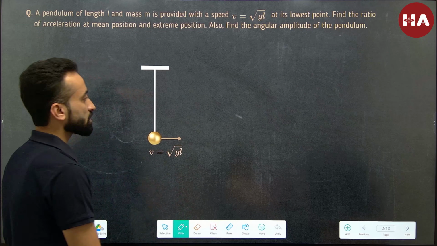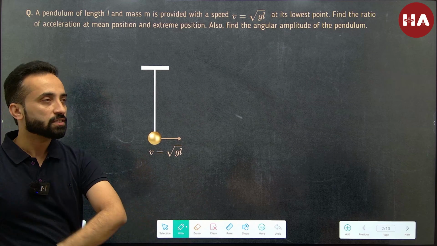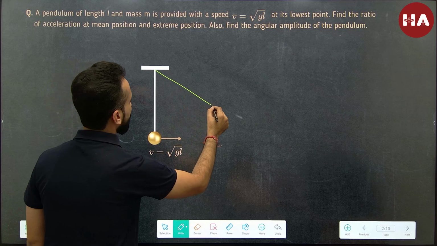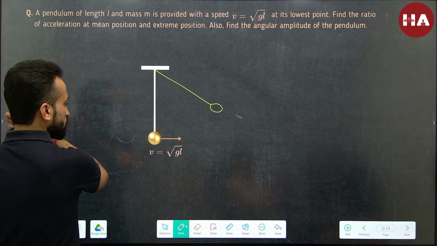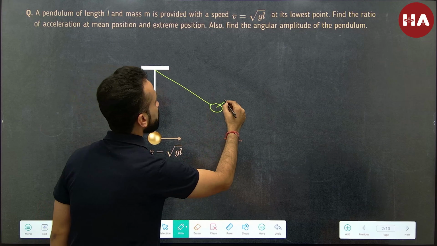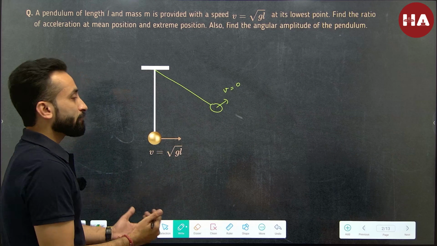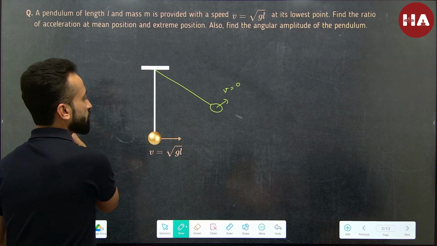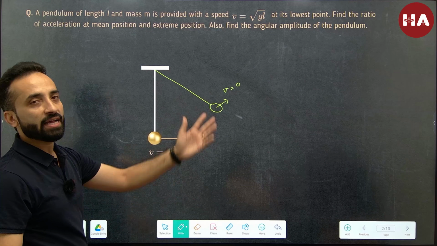I am straight away starting with the solution now. So you would say that, okay fine, this is a pendulum. We have provided a velocity root gL at the lowest point. Now what is going to happen? Let's say it reaches up to this point. What do you mean by it reaches up to this point? Since we have provided a velocity, it will rise, and after a point its velocity is going to become 0, isn't it? If we go by the energy point of view, then we can say that we have provided it with a kinetic energy that is converting to potential energy as it is rising.